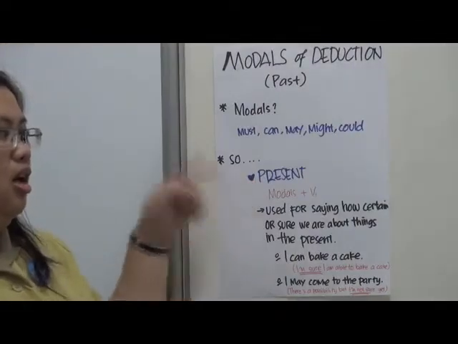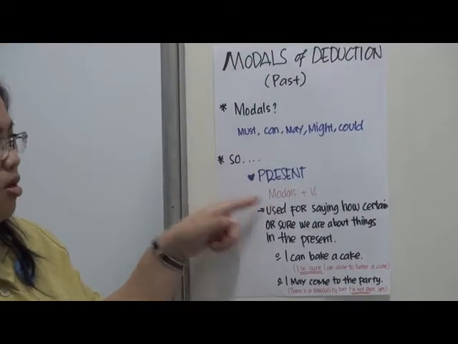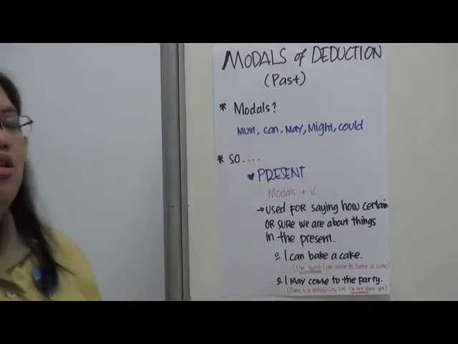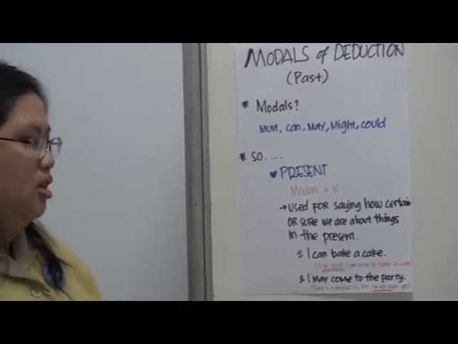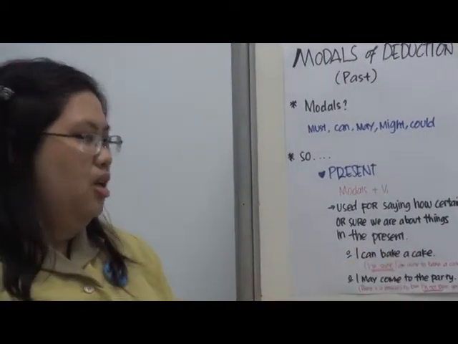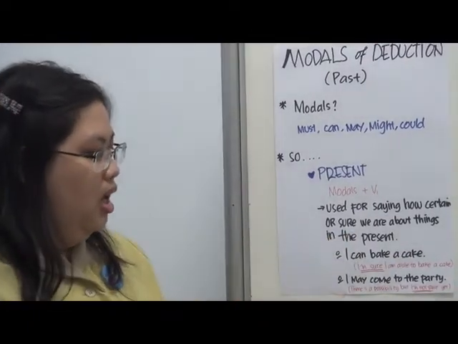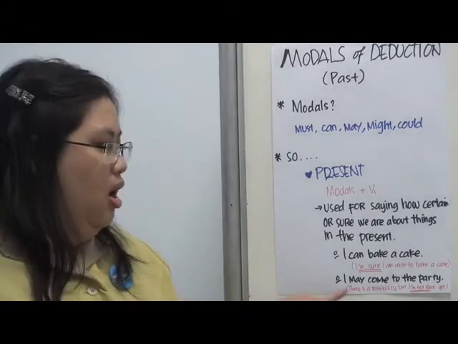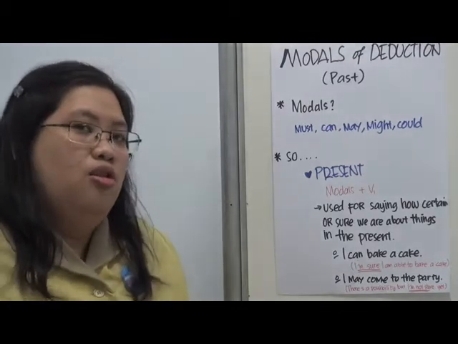For the present, this is the one that we use the most. Modal and verb 1. It's used for saying how certain or sure we are about things that happen in the present. For example, I can bake a cake. I'm sure I'm able to bake a cake. Second one is, I may come to the party. There is a possibility that I will come to the party, but I'm still not sure yet.